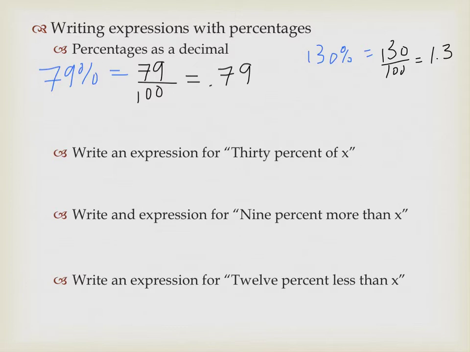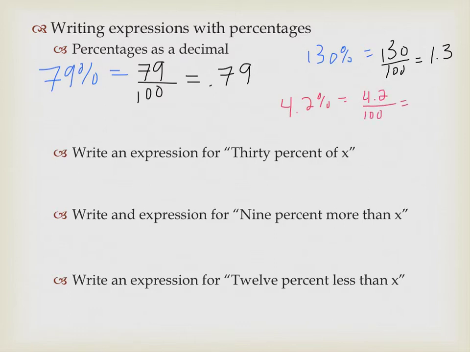100%, that means 100 out of 100. That is known as 1. So if you take 100% of something, you're literally just taking all of it, or 1 times it. So that's kind of a cool example as well. And let's say I had, like, 4.2%. That's going to be 4.2 out of 100.